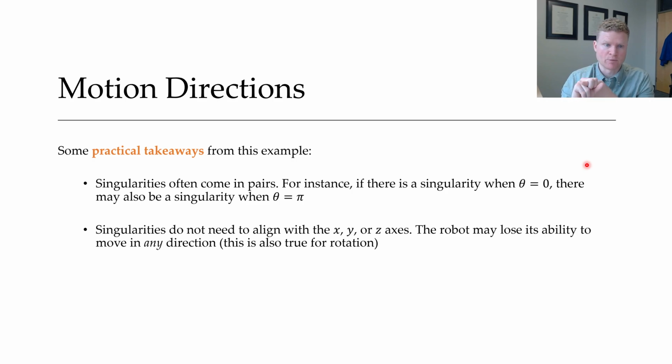Okay, so some practical takeaways from the examples. One thing to keep in mind when you're looking for singularities is they often come in pairs. If you find one, there's probably another one that you should be looking for. We've seen a bunch of examples with 0 and pi being those pairs. Second, I want to reinforce the concept that singularities do not need to be directly aligned with either the x, y, or z axes. They can be some combination thereof, and you can lose your ability to move in any direction. The same is also true for rotation.